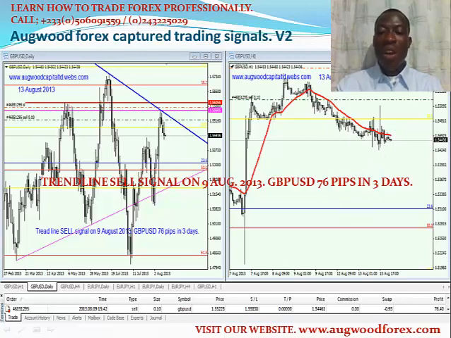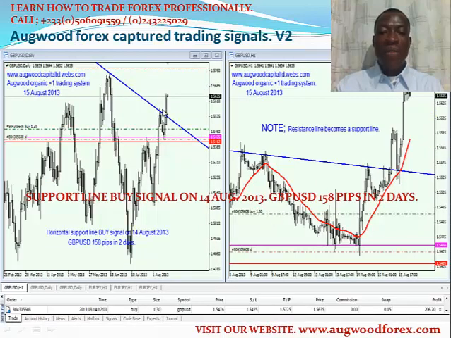Let's see what happened next. After the pullback, with the help of the trend line we were able to sell and make some pips, now we see the price hitting another resistance support.